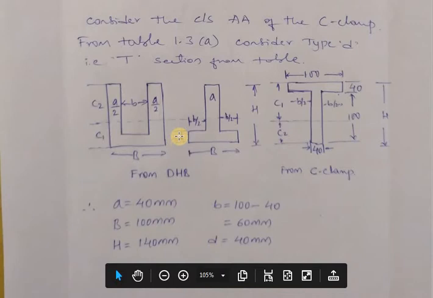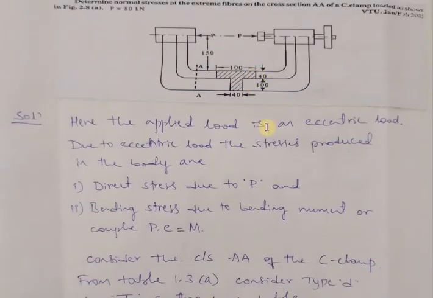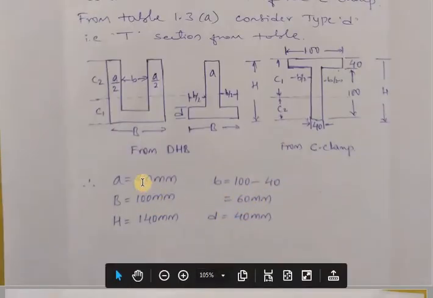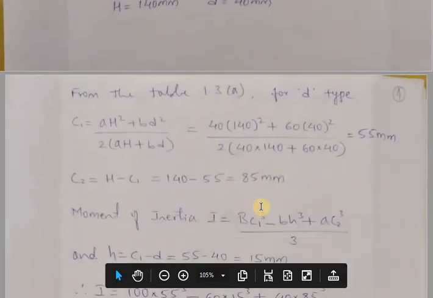Next, small d, the depth of this, is given as 40 mm. So small d is 40 mm. These are the parameters we write from the data handbook. Refer to the same symbols which are given in the data handbook.